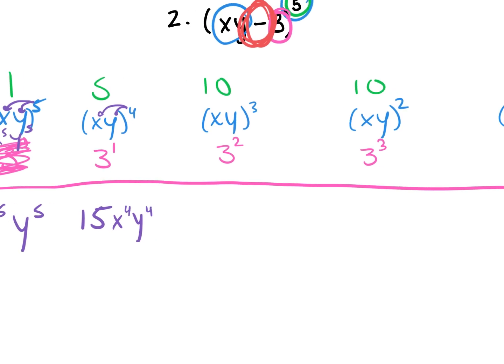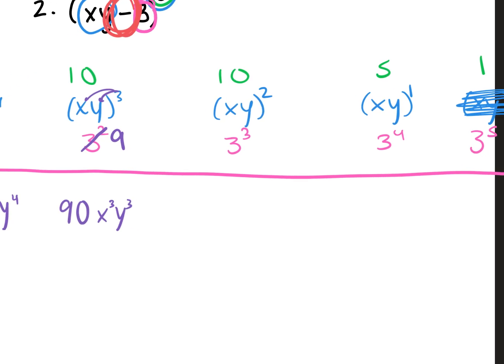Then with our next one, what's 3 squared? 9. So what's 10 times 9? 90. 90, what would come next? X to the 3rd, y to the 3rd. Next, what's 3 to the 3rd power? 27 times 10? 270. What would come next? X to the 2nd, y to the 2nd.